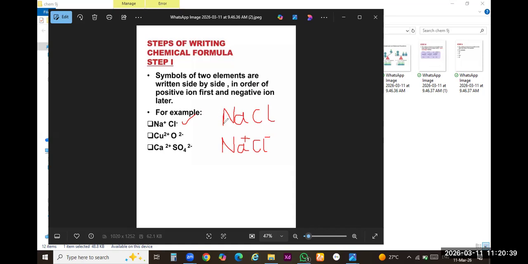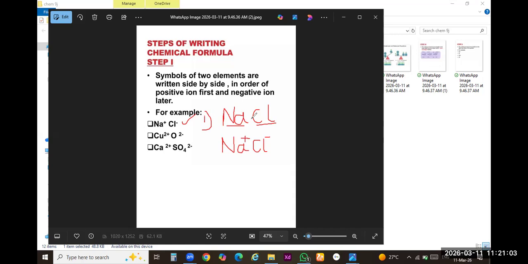First of all, write down their elements side by side. It's the first step. Let's suppose we'll start from the simplest example of sodium chloride. How will this sodium chloride make a complete molecule? In the first step, write down the elements. I have told you.